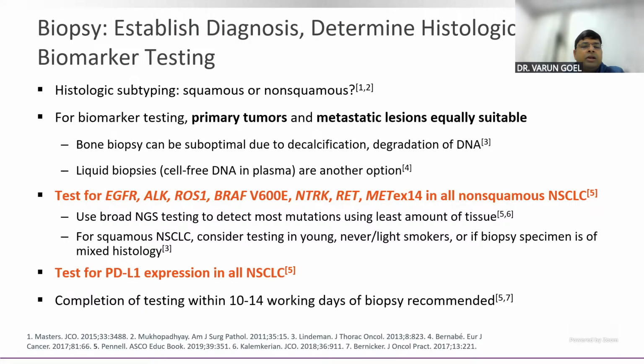Alongside, testing for PD-L1 expression is also required, because we all know that if PD-L1 is more than 50%, then single-agent monotherapy with immunotherapy can be given. Otherwise, a combination with chemotherapy can be given even in the first line. But if PD-L1 is negative, then there is not much role for immunotherapy in that setting. For completion of testing, a turnaround of 10 to 14 working days from biopsy is recommended.